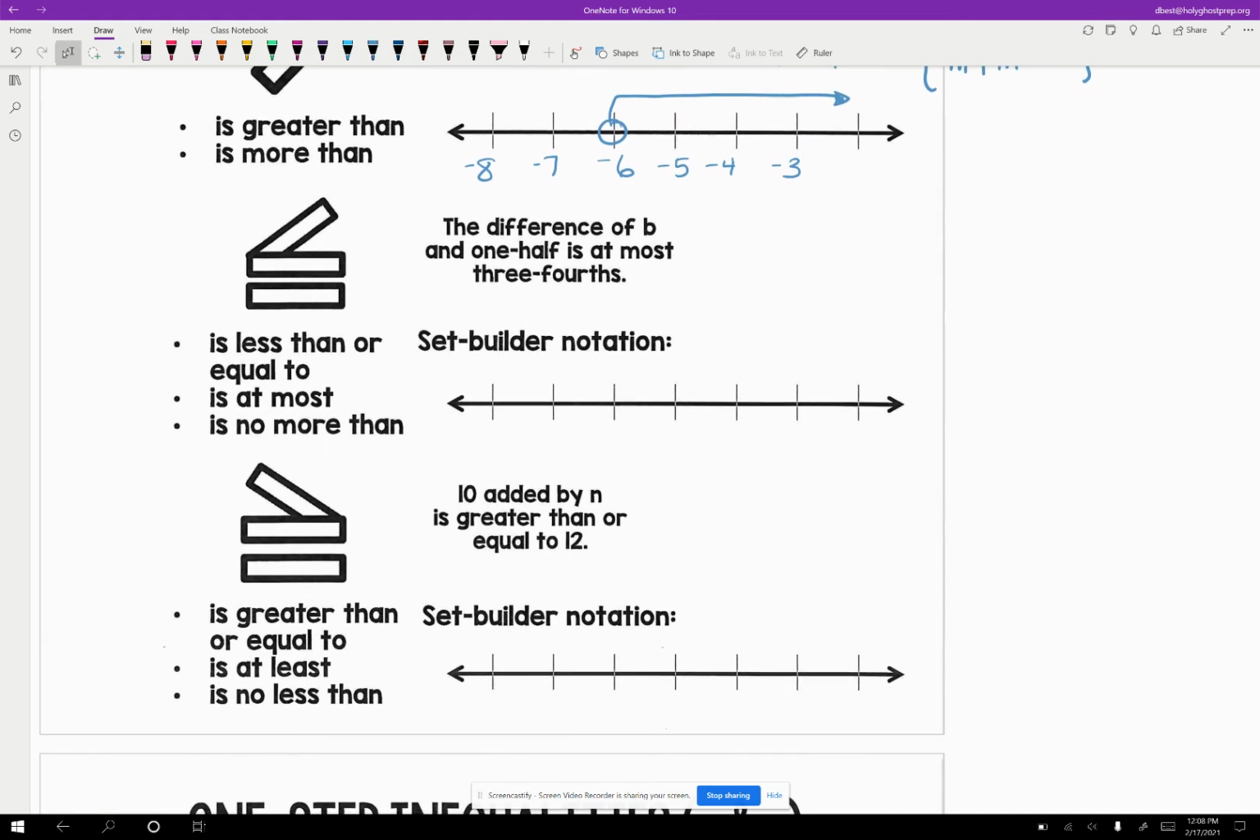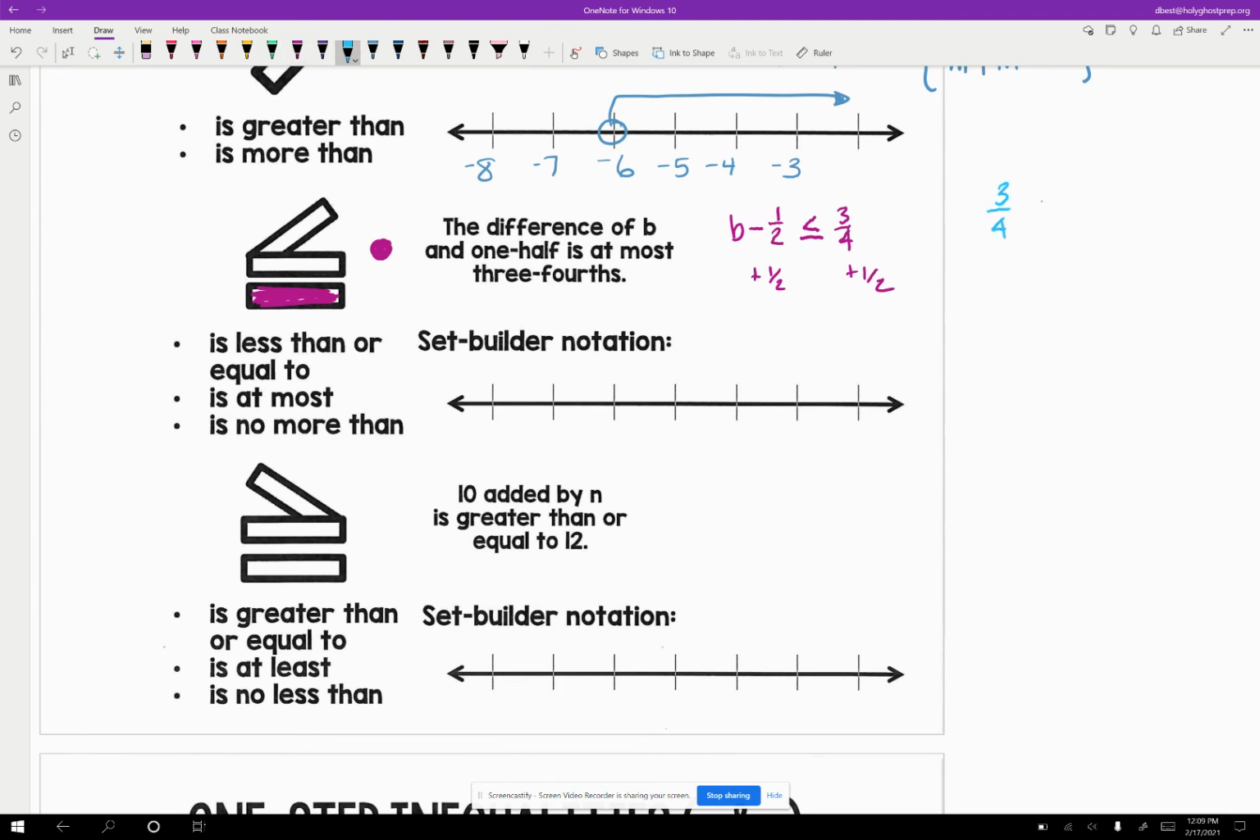Fourth one down, less than or equal to. This is where we start having solid circles. If that line is underneath it, you're going to fill in your bubble on your number line. So we have the difference of b and 1/2 is at most 3/4. You know I had to throw in some fractions here. So difference implies subtraction. So b minus 1/2 is at most, which means that value is all going to be less than or equal to 3/4. We're going to add a half to solve. A little fraction practice for you.